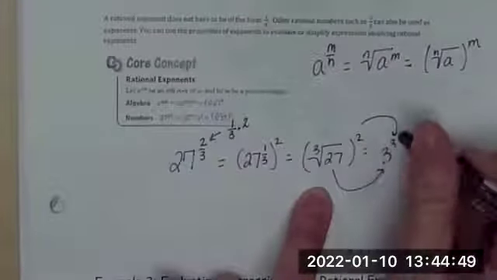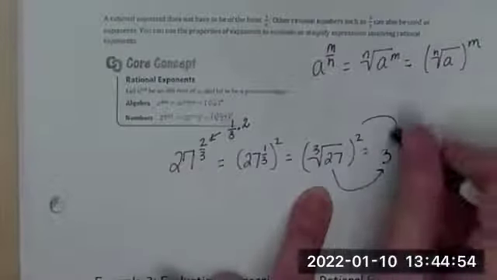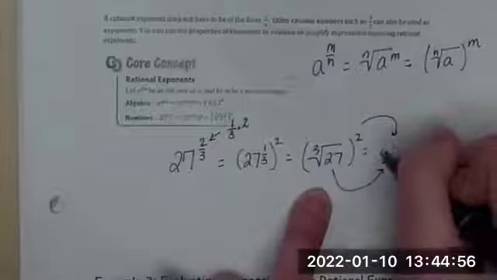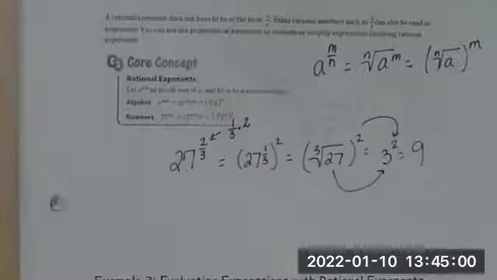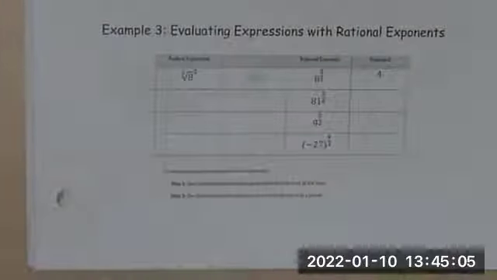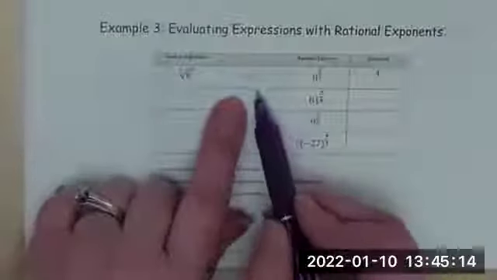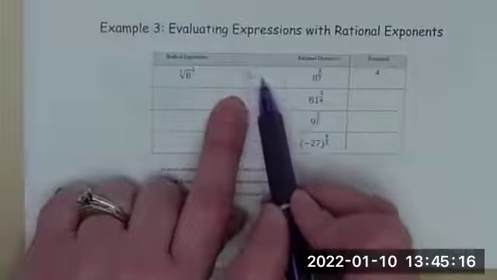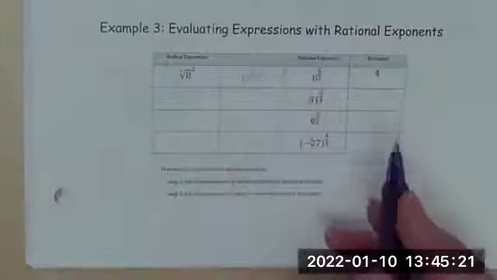And 3 squared is 9. Okay, so let's rewrite some of these here to help us take a second look. If I had the cube root of 8 squared, I could rewrite it as 8 to the 1/3 squared, or 8 to the 2/3, which is 4.